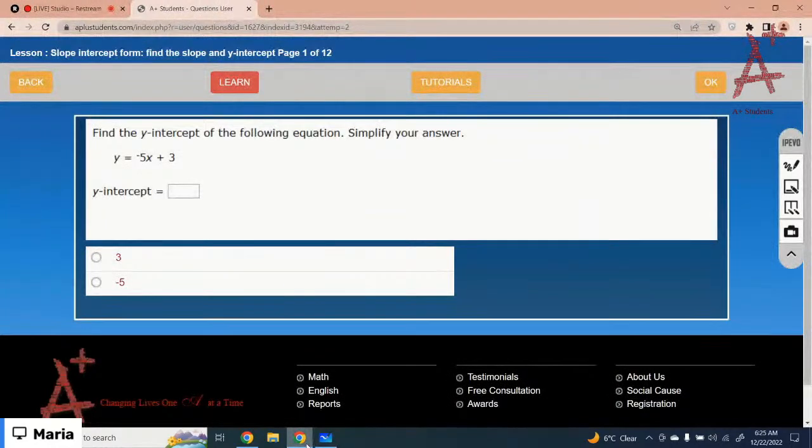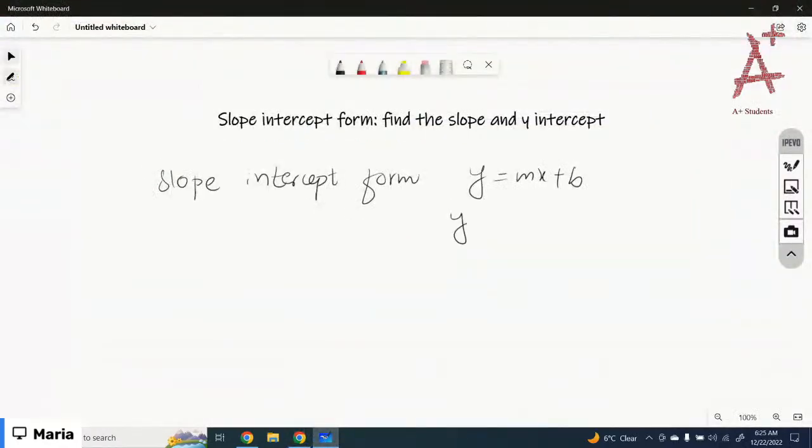The question is find the y-intercept and the slope of the following equation. Simplify your answer. The equation is y equals 5x plus 3. Y equals 5x plus 3. So if you simply compare both the equations, they look the same. Got it?